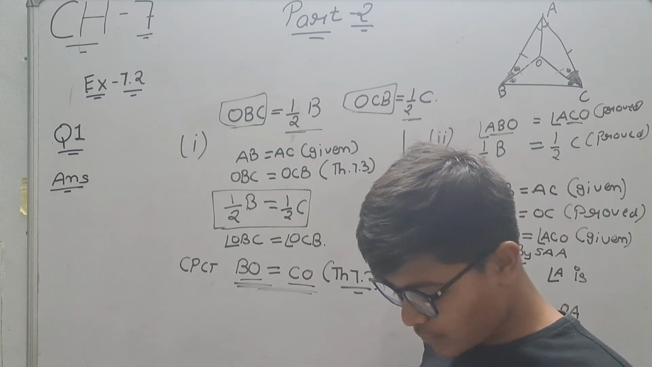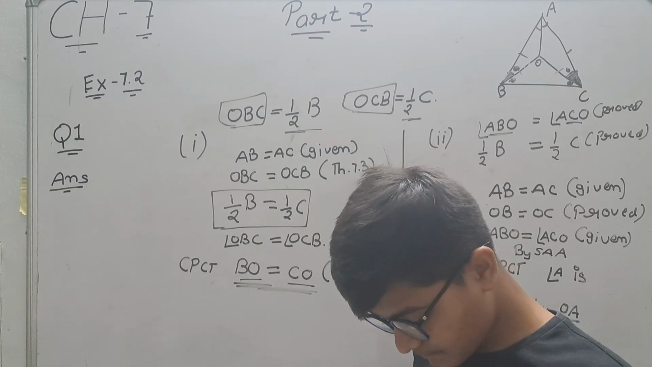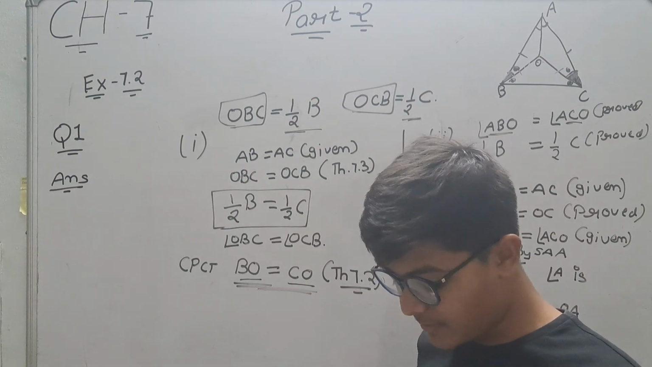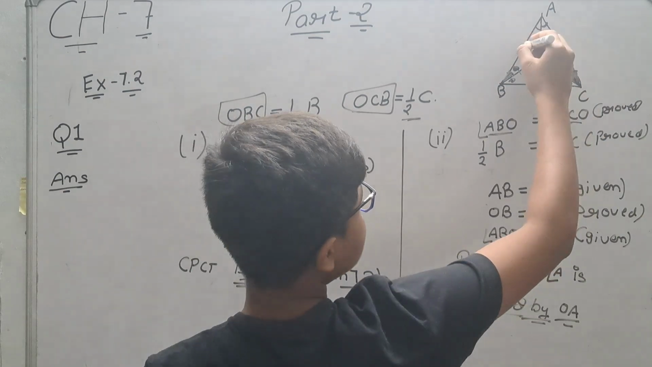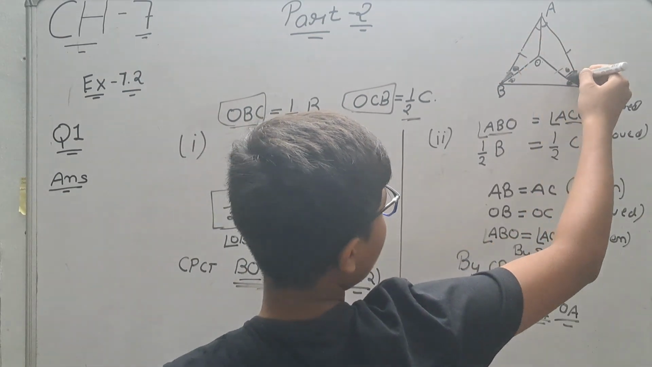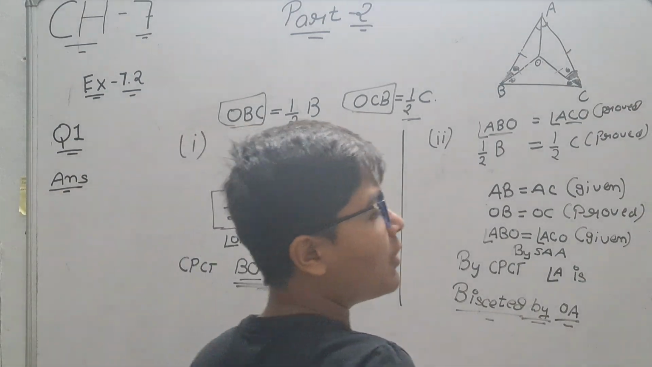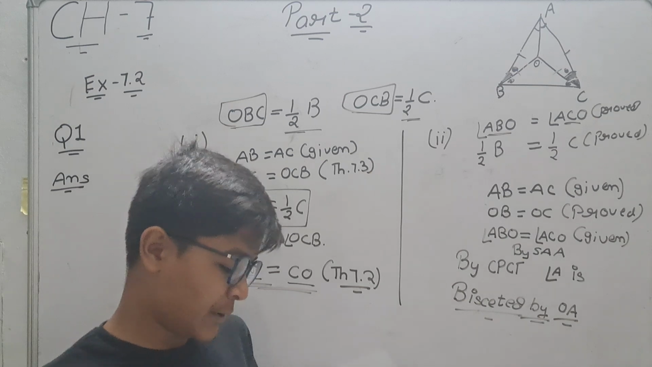The sides opposite to equal angles of a triangle are equal. That means the side opposite to equal angles. That means this side, opposite this angle, is equal to this side, opposite this angle. This is the converse of theorem 7.2.